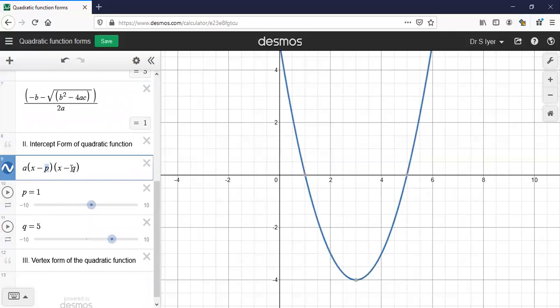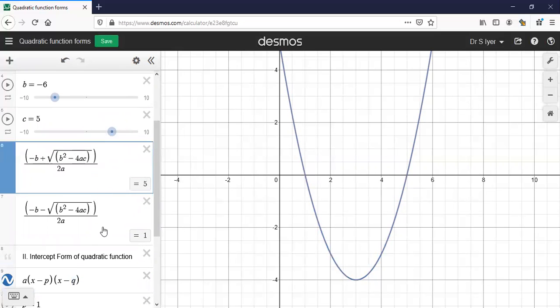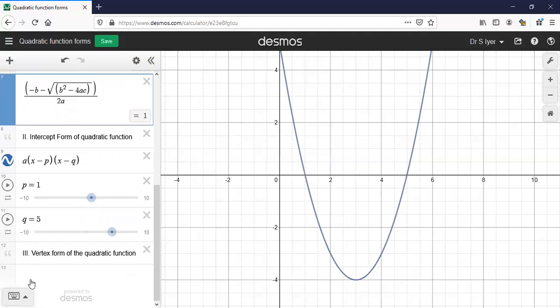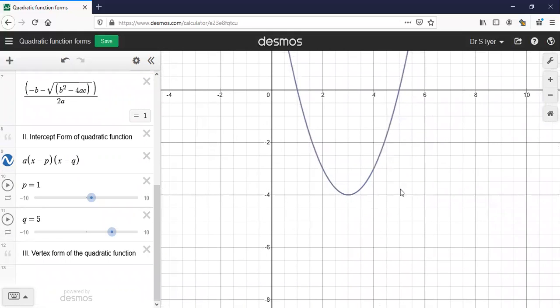The values of P and Q were 1 and 5, and you notice that the two roots that you solve using the formula for solving and finding the roots of the quadratic equations are 1 and 5. So that is the connection. Let's now look at the third form of the quadratic function, and that is known as the vertex form of the quadratic function. Essentially, what we're trying to do in the vertex form of the quadratic equation is to make use of the information about the vertex of a parabola.